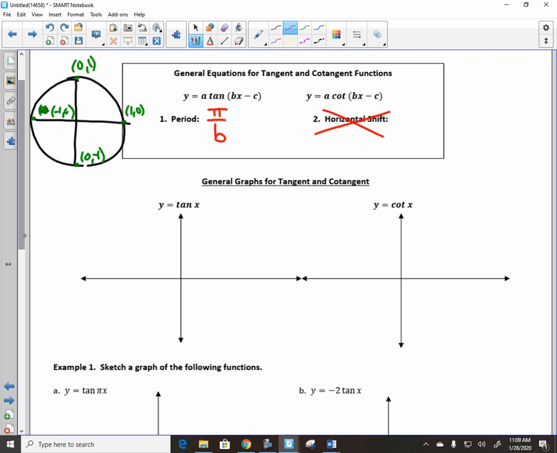And so now we discover the graph of tangent. We know it repeats itself every pi units. How many quadrants is that? 2. So therefore, we don't divide it up into 4 parts. We divide it into 2 parts.